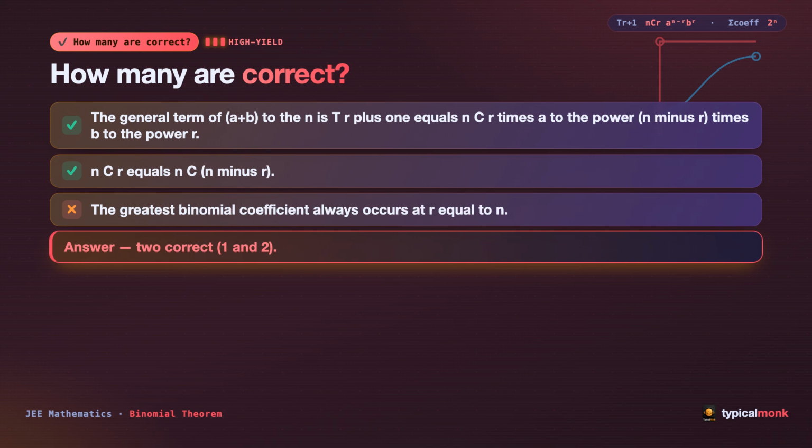Two statements, the first and the second. The general term formula is exactly right, and the symmetry nCr equals nC(n minus r) is exactly right too. But the third one is false. The greatest coefficient sits at the middle of the row, not at the very end where r equals n. At r equal to n, the coefficient is back down to 1. Two correct statements, 1 and 2.